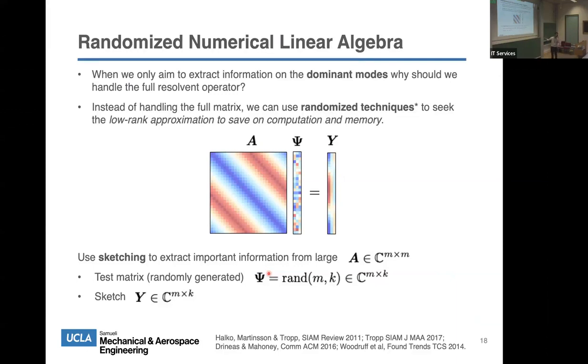You hit this A matrix. Well, it doesn't need to be sparse. It's a test vector, or test matrix, which is randomly generated just like this. Yeah. You hit it with A. Yeah. The action of A is held in this matrix Y, which is called a sketch.